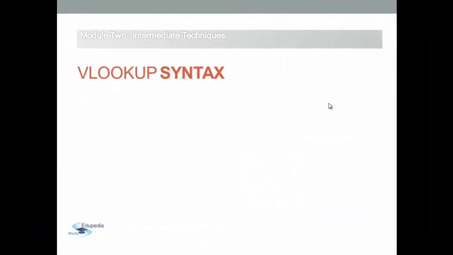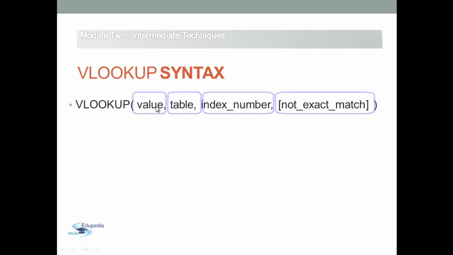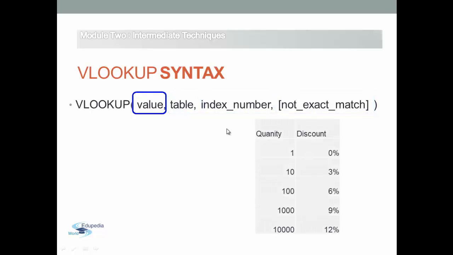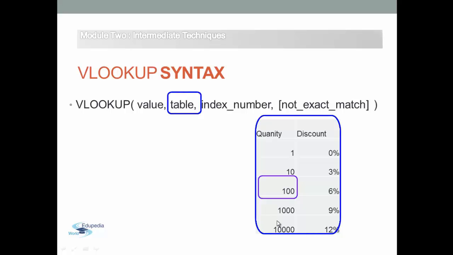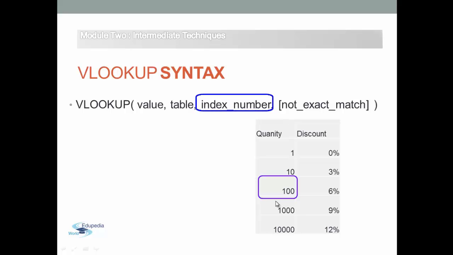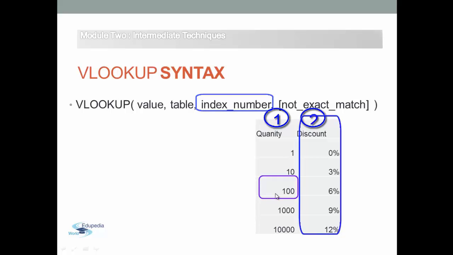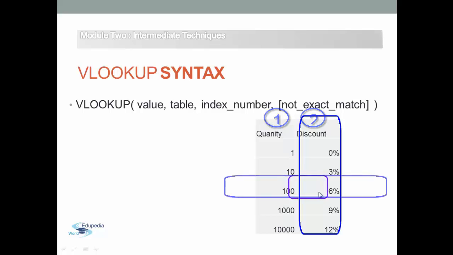Let's look at the VLOOKUP syntax, and it requires four main parameters. The first parameter is the value, and it is the value to search for in the leftmost column of the table. The second parameter is the table that contains all my data. The third parameter is the index number, and it's equal to the column number counting from the left, from which the matching value in the same row must be returned.